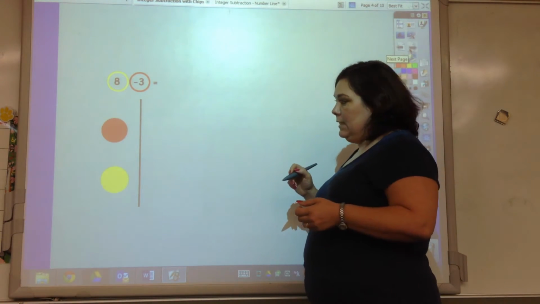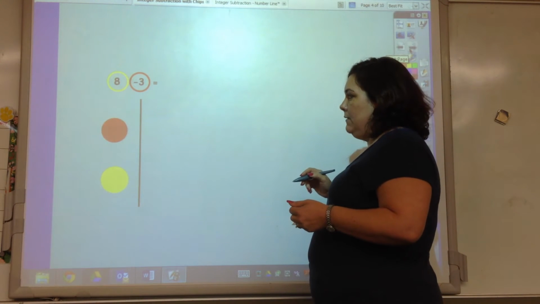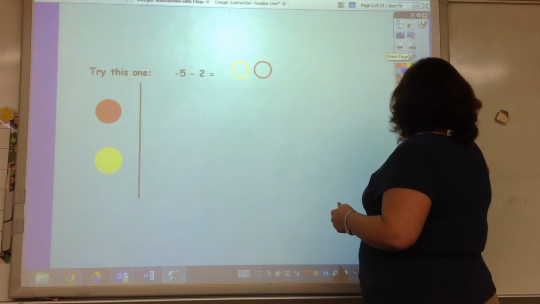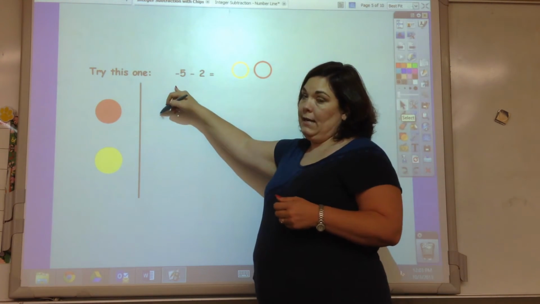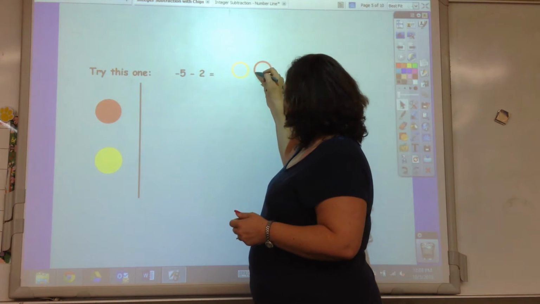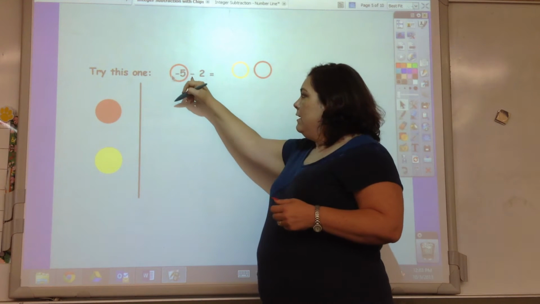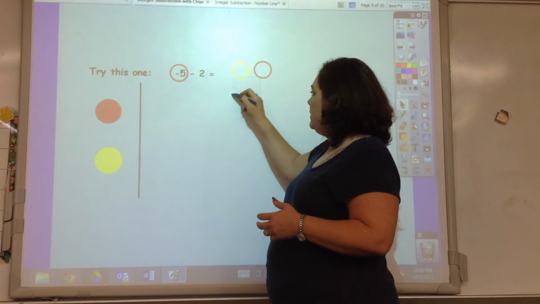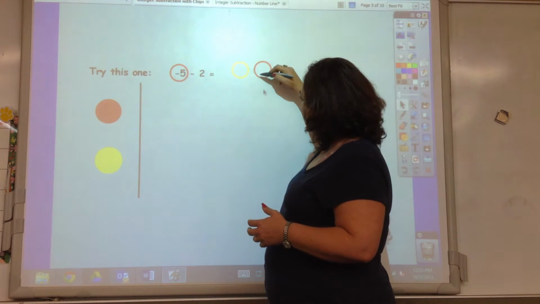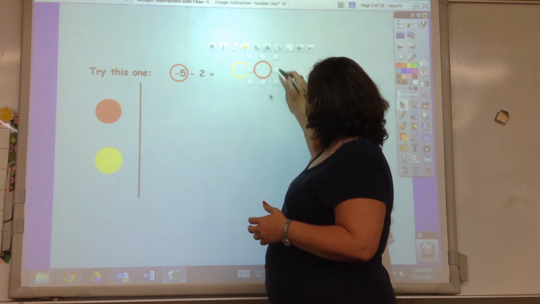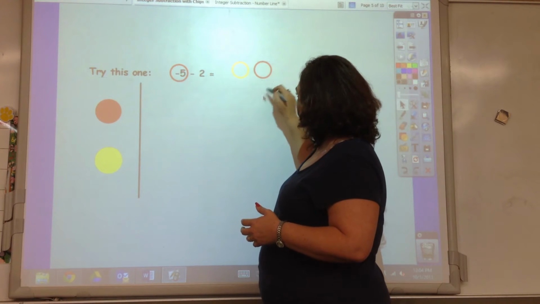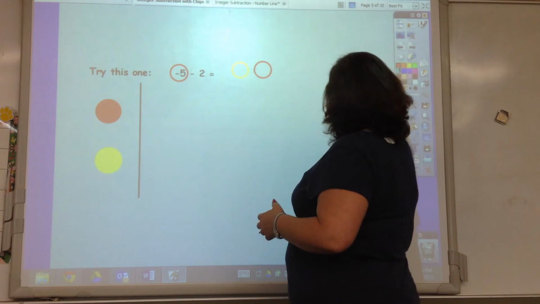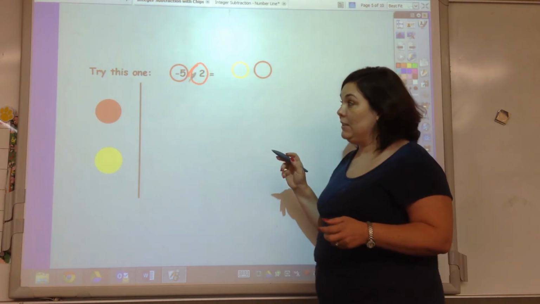So we just did this one. We had 8 positives and 3 negatives, and it gave us 5. So let's try this one. So this is, of course, negative. This is negative, and this combines with this, because we're going to combine these, and this sign goes with this number. So it is also a negative.